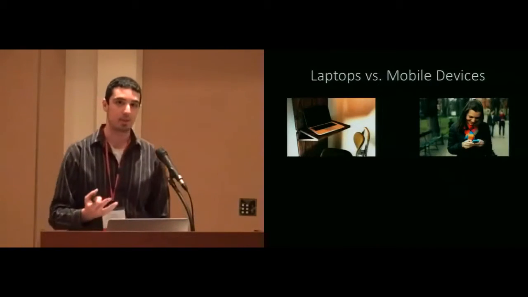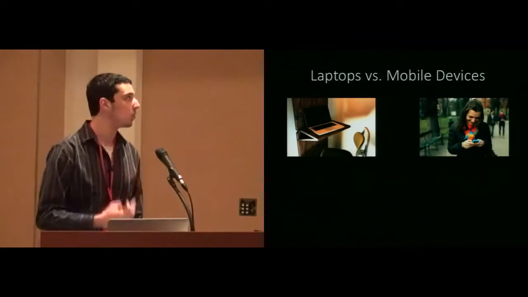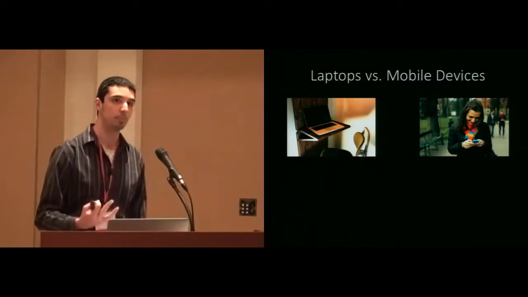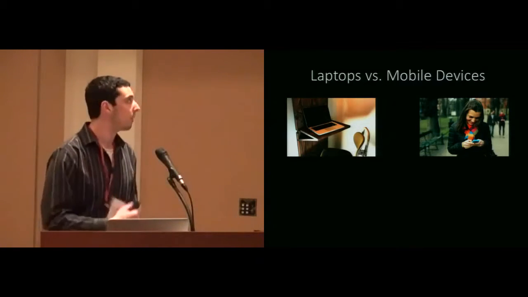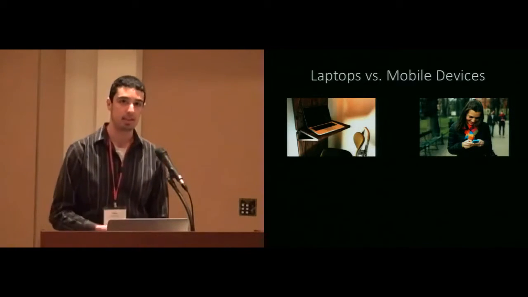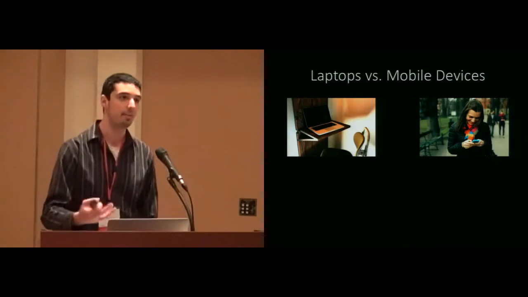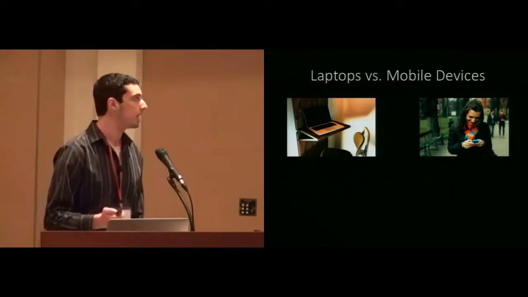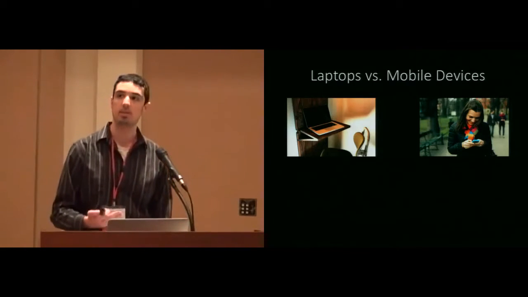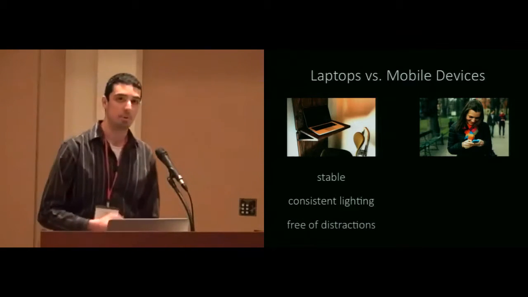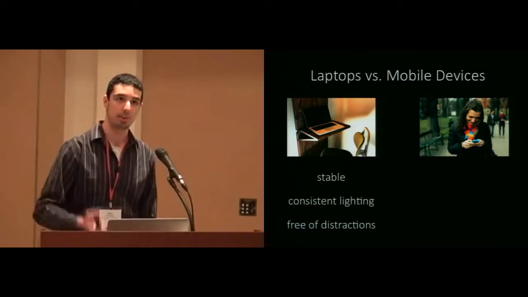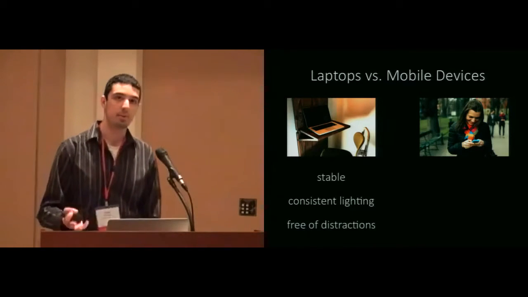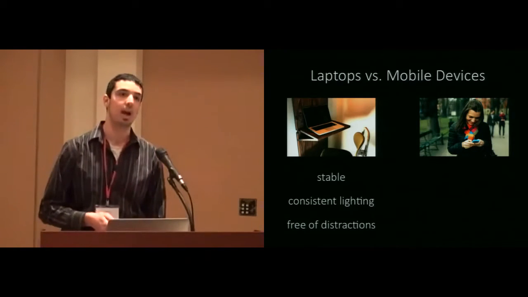Now before I jump into our actual system, I'd like for us to do a quick comparison of laptops versus mobile devices. Both of these are portable, but they're portable in different ways. When we think about laptops, we take them to different places like conferences and cafes, but we use them in one particular location. Because of that, we can make assumptions about the environments in which they're used. For example, they tend to be stable because we don't walk around with them. We put them on a table. We have consistent lighting. And assuming we don't have an annoying coworker, they're usually free of distractions.